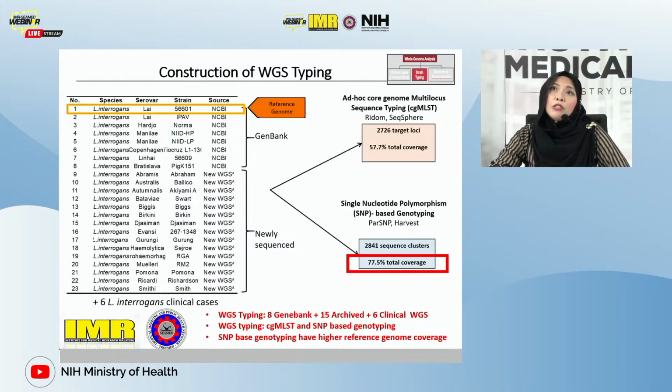Next, WGS typing was constructed to see the inter-strain relatedness using high-resolution typing. 8 GenBank isolates with 15 archived Malaysian strains and 6 clinical isolates were assigned for WGS, whole genome sequencing, and two types of WGS typing were constructed, i.e. core genome MLST using Ridom SeqSphere and SNP-based genotyping using Parsnp and Harvest. It showed that SNP-based genotyping has higher reference genome coverage.